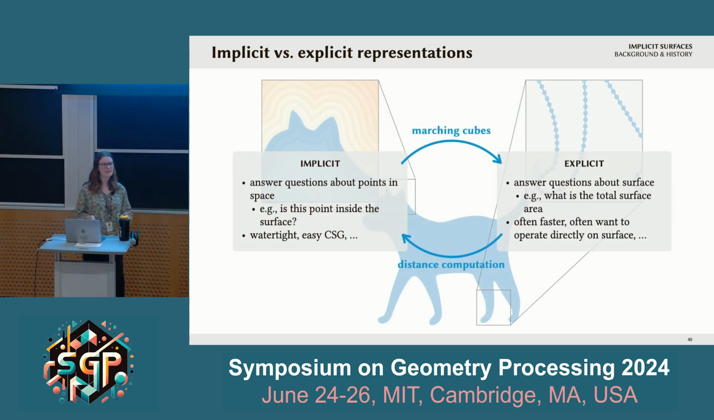All right, and you can always convert between implicit and explicit representations. We talked about using marching cubes to get an explicit representation from an implicit representation. And you could do something like computing the distance at every point to get an SDF from an explicit one. But it's important to consider that converting representations like this introduces some error. And so it's really important to pick the representation that works well for your problem, to make sure that you're not converting if you don't have to.